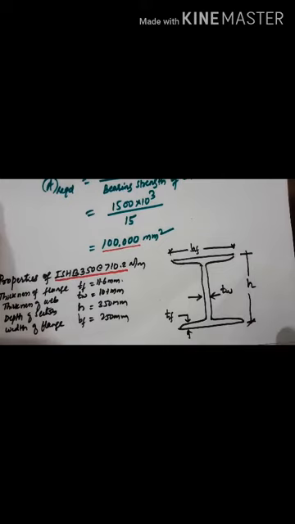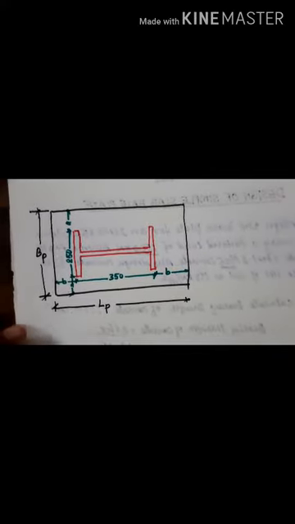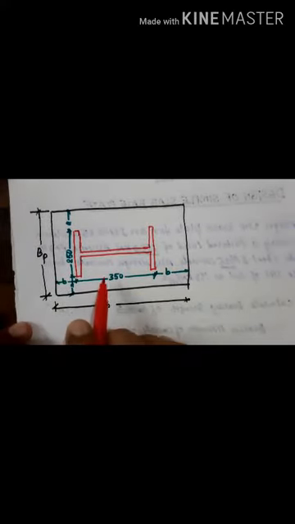So this is the section. So this will represent the depth, width of the flange, thickness of the web, and thickness of the flange. So you have noted down all the properties of the section. Then, whatever the section given, you place over the base plate.